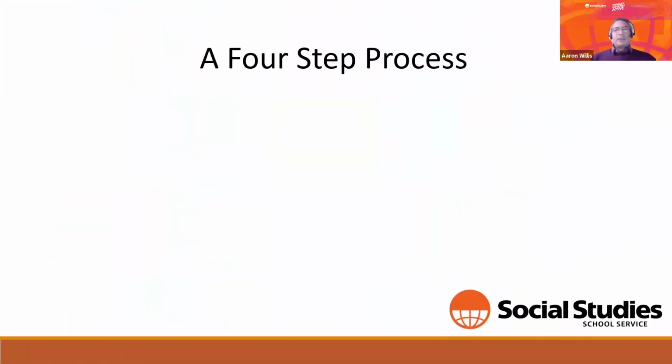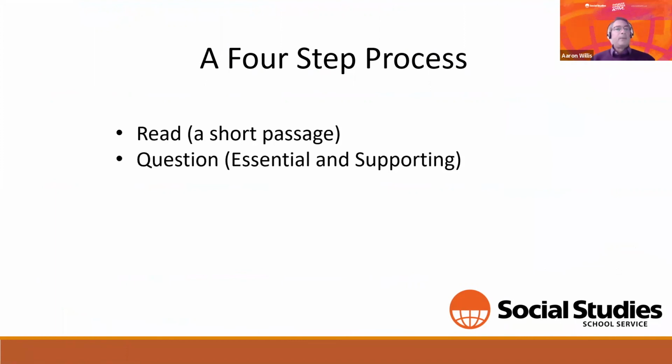So once again, I just want to reiterate our four-step process. We begin with reading a short passage, something that gives students some background information, but leaves them wanting to know more, leaves them wanting to develop their own questions. Then we go on to them developing questions, and we provided a model for both essential and supporting questions. Then they should create a map. In other words, they should situate that in geography.